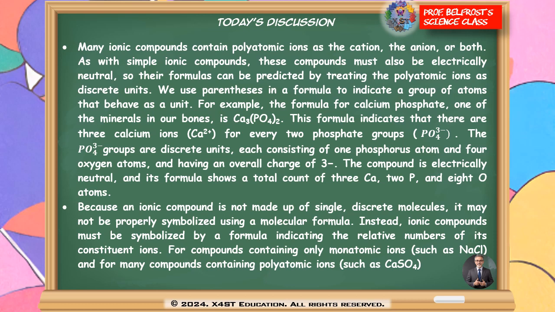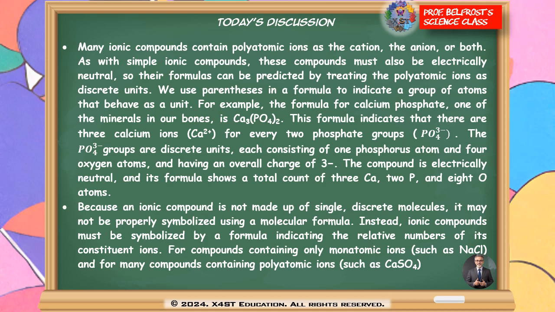We use parentheses. For example, you see the formula of calcium phosphate is Ca3(PO4)2. This formula indicates that there are 3 calcium ions, Ca2+, for every 2 phosphate groups, PO4 3-. So the PO4 3- groups are discrete units, each consisting of 1 phosphorus atom and 4 oxygen atoms and having an overall charge of 3-.